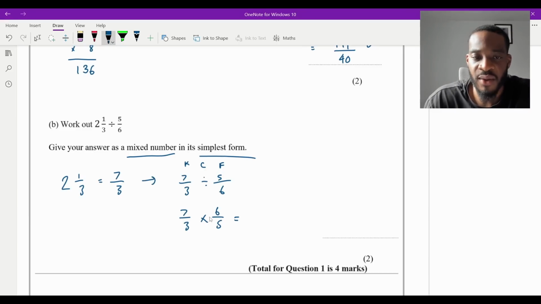And I would recommend that anyway. We've got a 3 at the bottom and 6 at the top. So there's a common factor of 3. 3 goes into 3 once. 3 goes into 6 twice. So it's 7 times by 2, which is 14, over 1 times 5, which is 5.